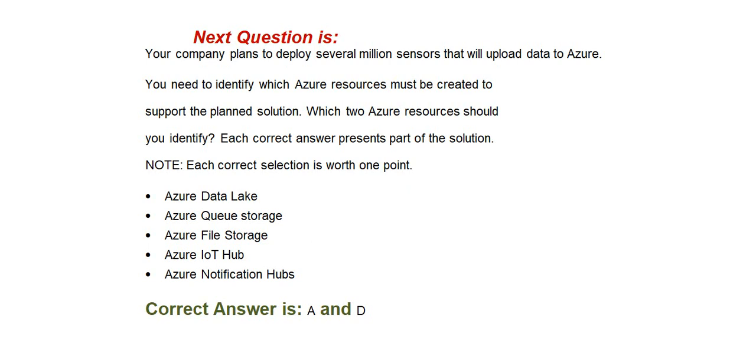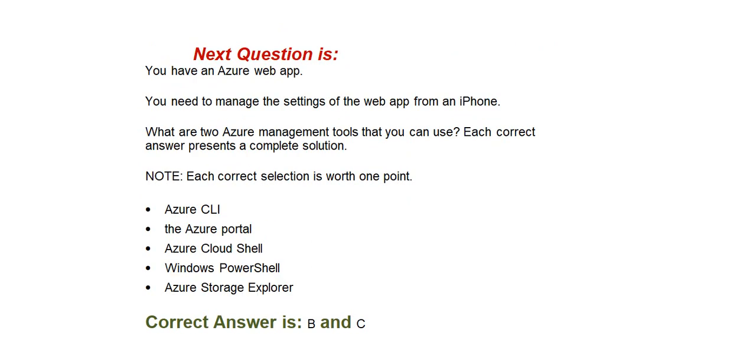Option A, Azure Data Lake. Option B, Azure Queue Storage. Option C, Azure File Storage. Option D, Azure IoT Hub. Option E, Azure Notification Hubs. Correct answer is option A and option D, Azure Data Lake and Azure IoT Hub.